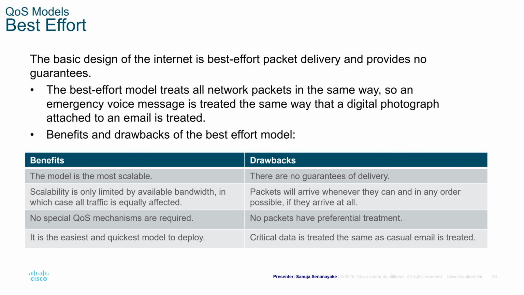So now let's look at the best effort model. The basic design of the internet is pretty much best effort packet delivery and provides no guarantees. So if you just look at how the internet works, or how a typical network with no QoS explicitly implemented works, that would actually be doing the best effort model. The best effort model treats all network packets in the same way. So an emergency voice message is treated the same way that a digital photograph attached to an email is treated. So there is no differentiation in the packet stream.